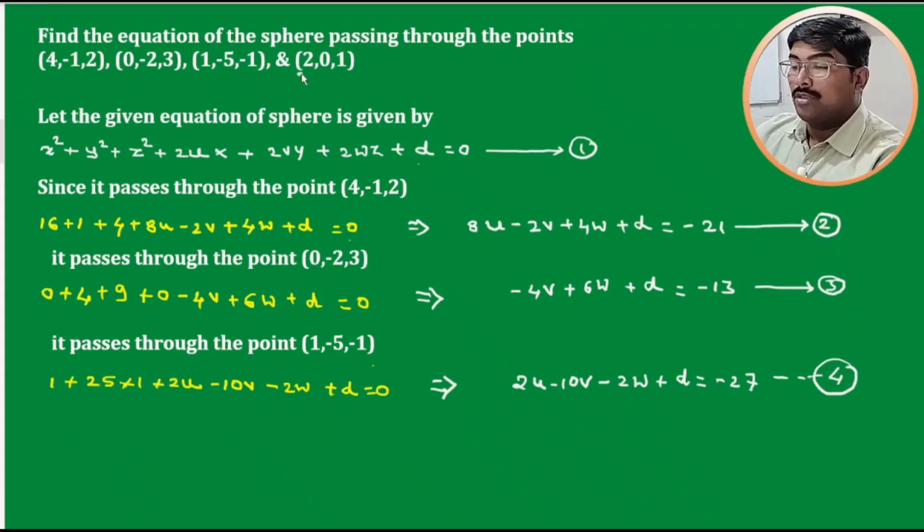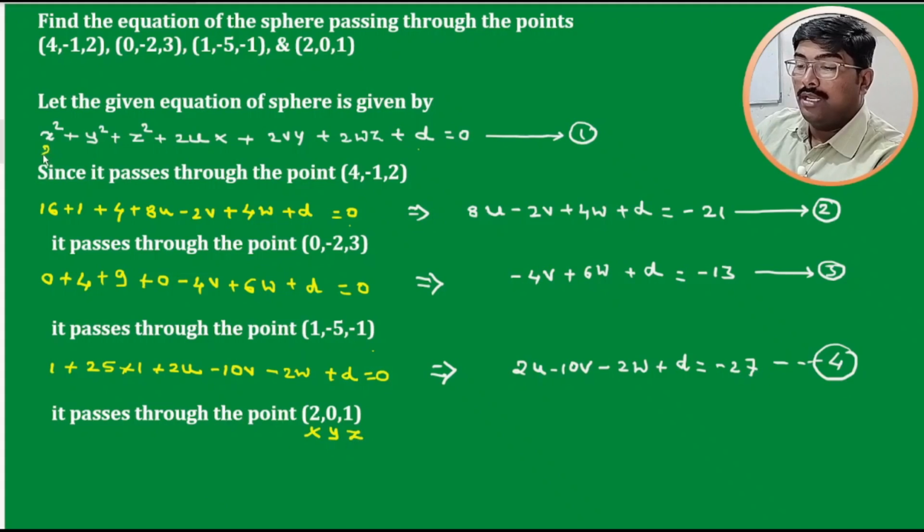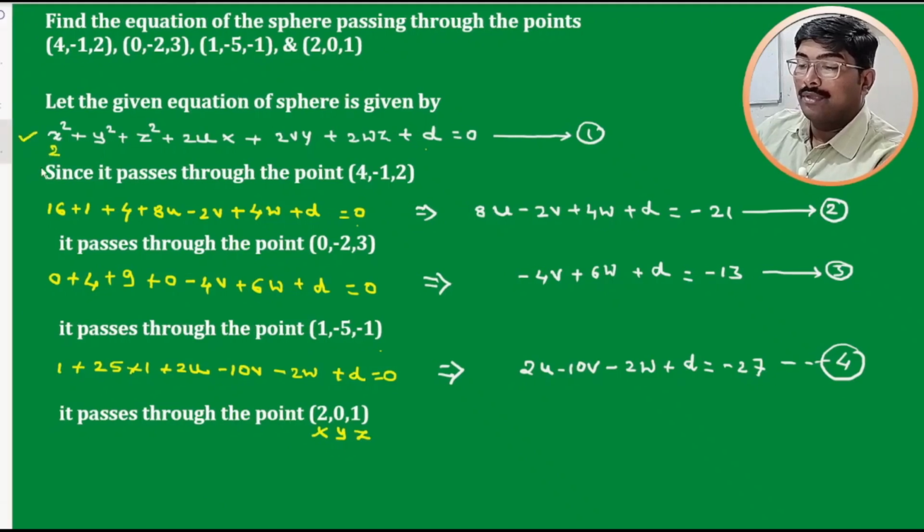Now it passes through the last point, that is 2, 0 and 1. So again here we can write the value for x is equal to 2, y is equal to 0 and z is equal to 1. So if we substitute the value for x is equal to 2 in equation 1, that is 2 square is equal to 4, plus, substitute the value for y is equal to 0, you will get 0 plus, substitute the value for z is equal to 1 in equation 1, you will get 1 square, that is 1.